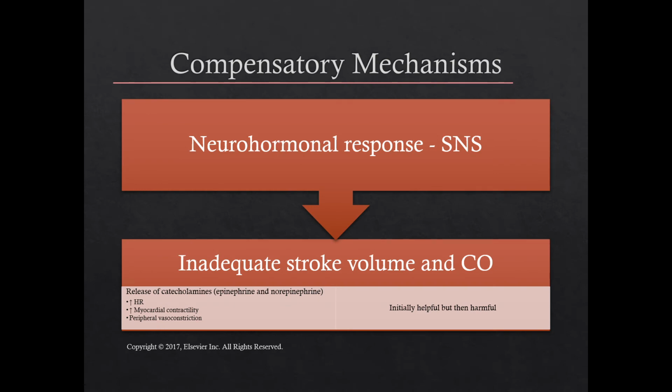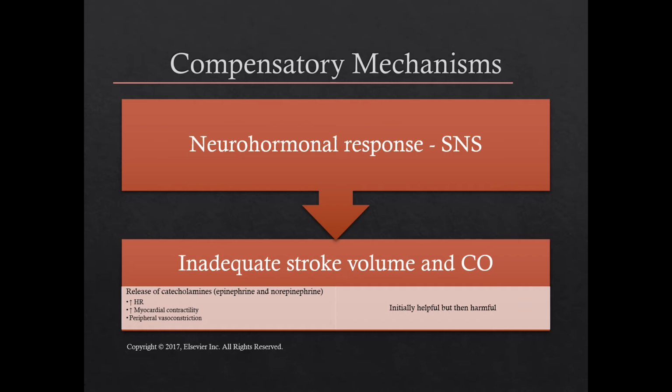We're still talking about compensatory mechanisms, the neurohormonal sympathetic nervous system. In response to a drop in cardiac output or an inadequate stroke volume, what's going to happen? The sympathetic system is going to activate. The baroreceptors are going to sense that drop in cardiac output or stroke volume, and it's going to say, we need to release something into the body to increase the cardiac output because we just sensed that it dropped. So what do you think they release? Catecholamines, specifically epinephrine and norepinephrine. And why do they do that? To meet the drop in the cardiac output or the stroke volume.